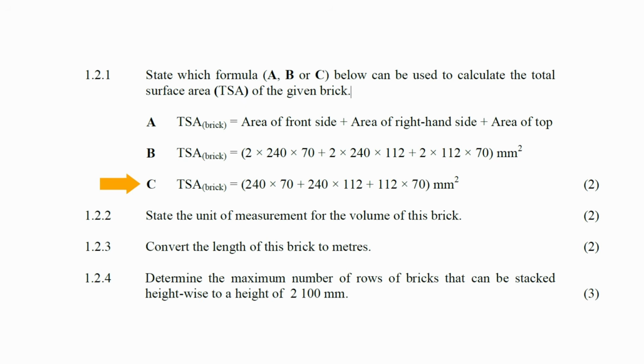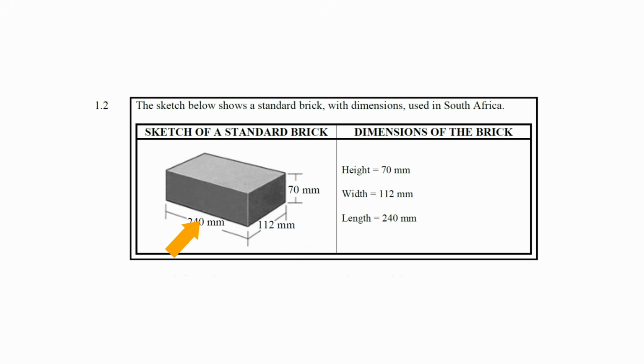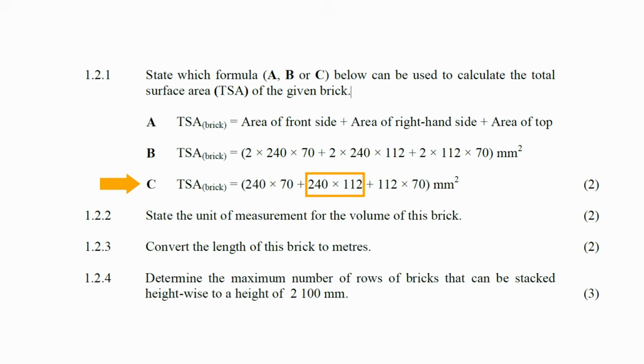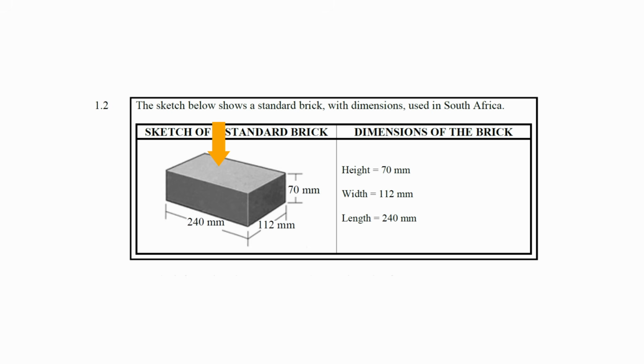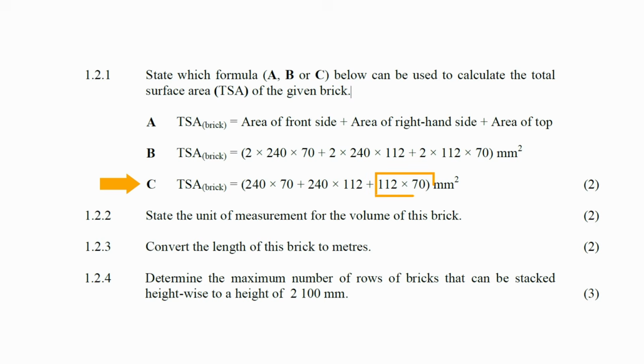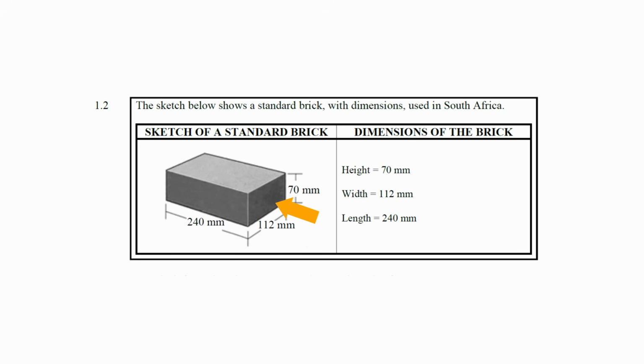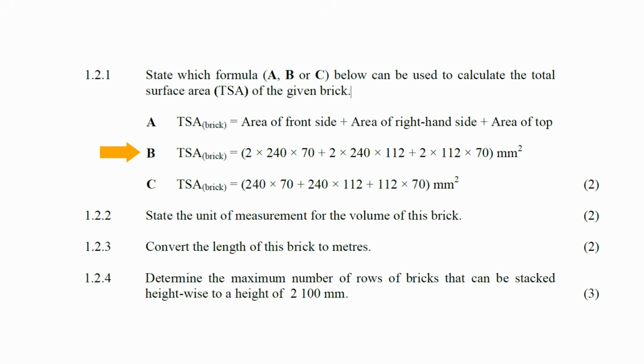The formula for option C is basically the same as option A. The 240 multiplied by 70 accounts for the area of the front side of the brick only. The 240 multiplied by 112 accounts for the area of the top side of the brick only. And the 212 multiplied by 70 accounts for the right side of the brick only. So the correct formula for the total surface area is B.